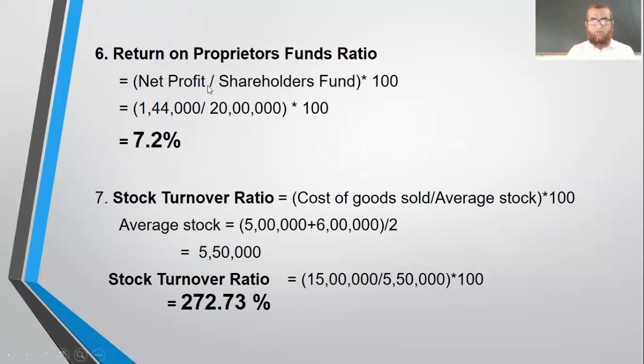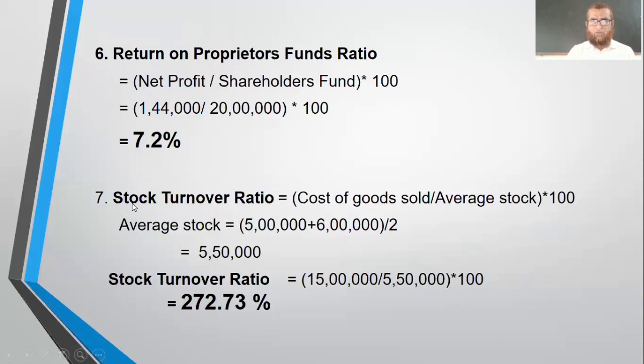Next one is return on proprietors fund ratio. So here the formula is net profit divided by shareholders fund into 100. The net profit we have calculated, 1,44,000. Shareholders fund 20 lakh into 100 is equal to 7.2%.